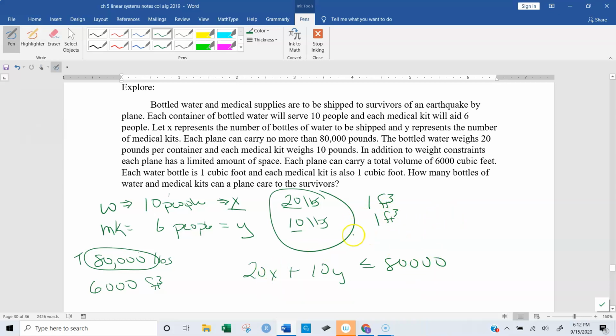Okay, now cubic feet, it's one of each, so 1x plus 1y. And I know that has to be less than or equal to 6,000 because that's all the room I have on my plane. I am trying to maximize the number of people. I hope you got that. So how many people can I help? Well, I know it's 10x plus 6y. And this is like my z function. This is what I want to maximize, how many people I can help. So now we've got to graph all these.